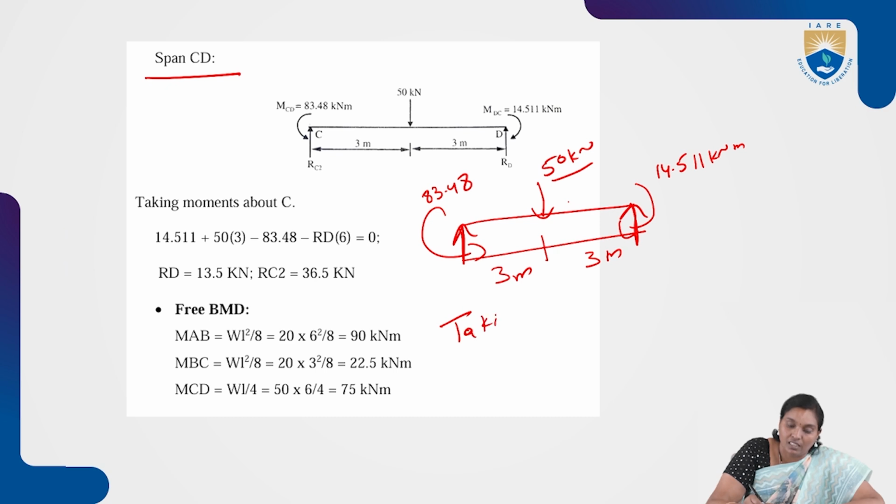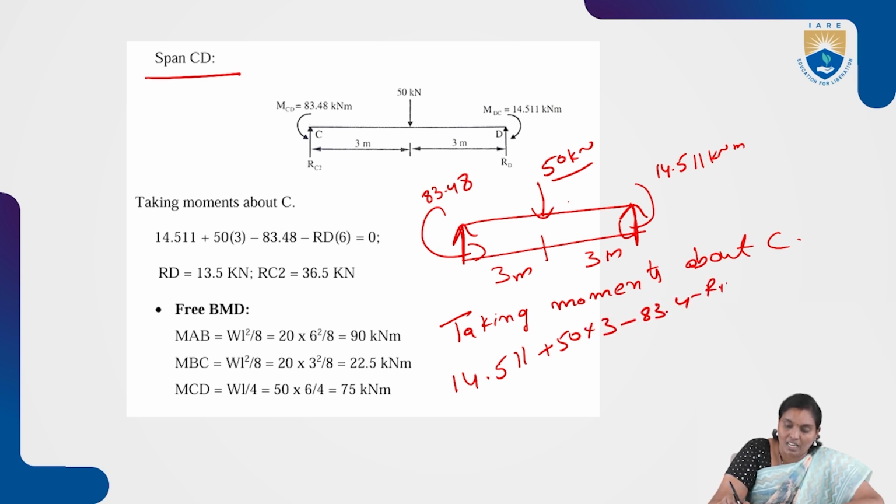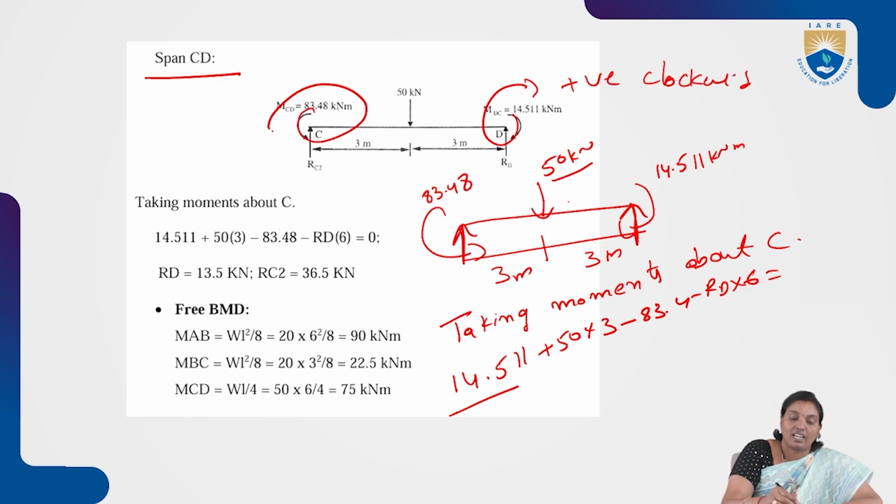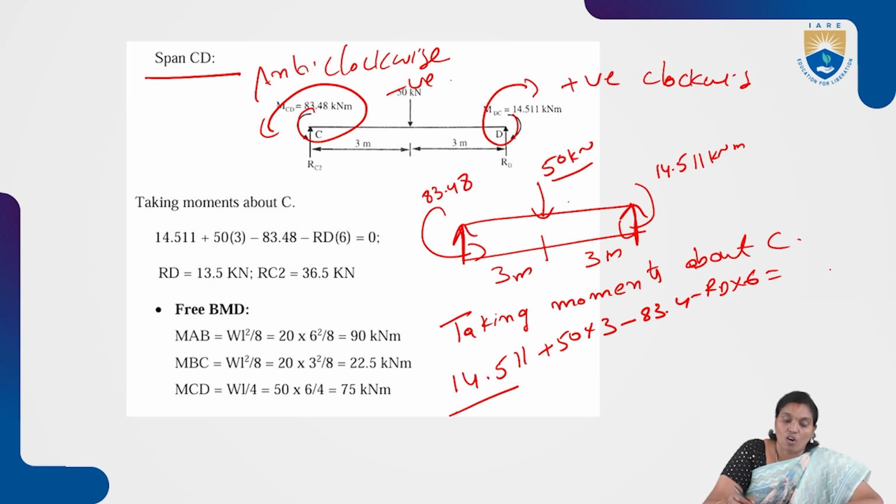Taking moments about C. Now 14.55 plus 50 into 3 minus 83.4 minus RD into 6. Clockwise is positive and anti-clockwise is negative. Finally, after doing all the calculations, RD is equal to 36.5 kilonewtons.